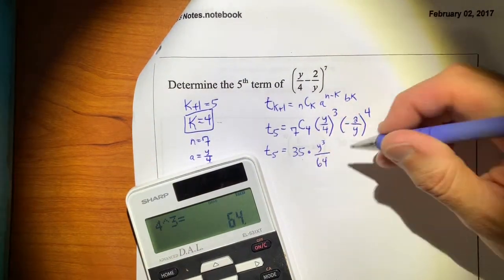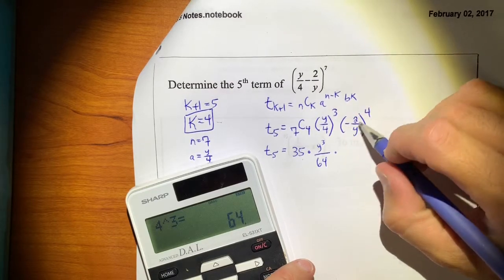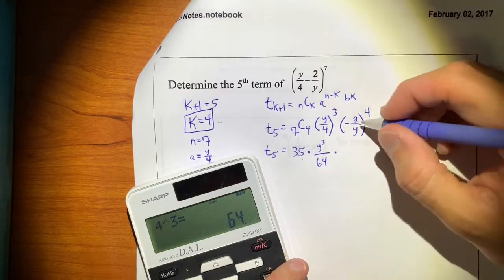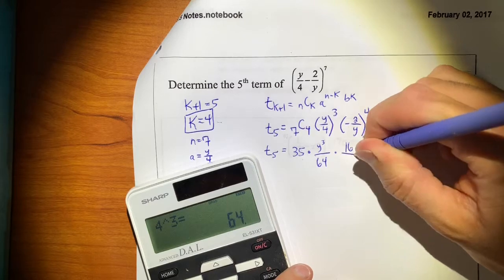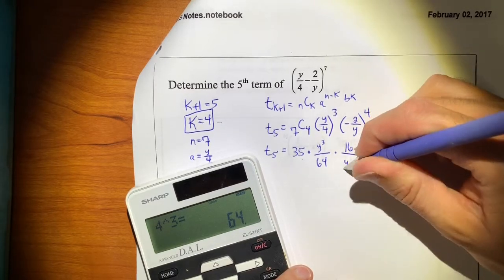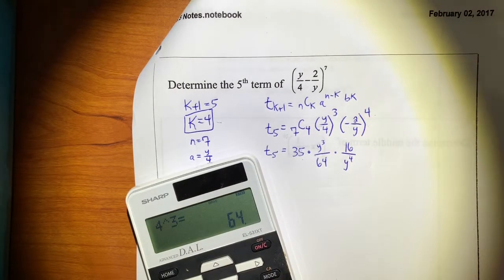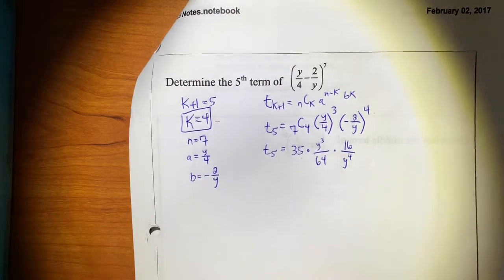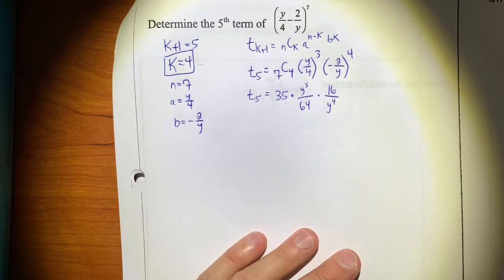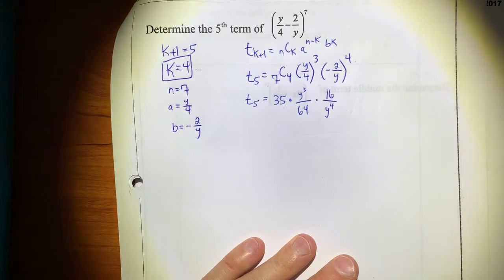64. Don't doubt yourself. Now you got a negative raised to the power of 4, so it's going to be positive. And then 2 to the 4 is 16. And then y to the 4 is y to the 4. Yeah. Then you're sort of expected to be able to clean that up. It's not that hard.